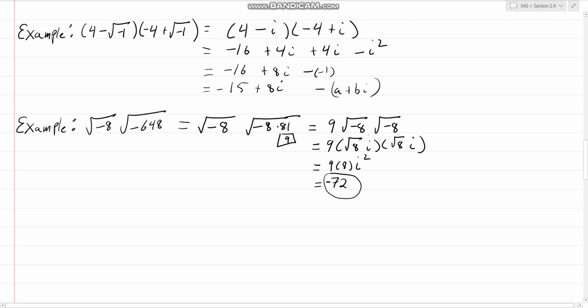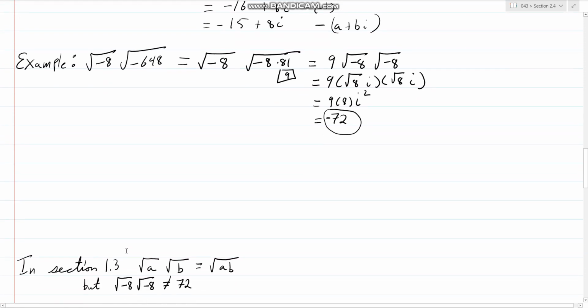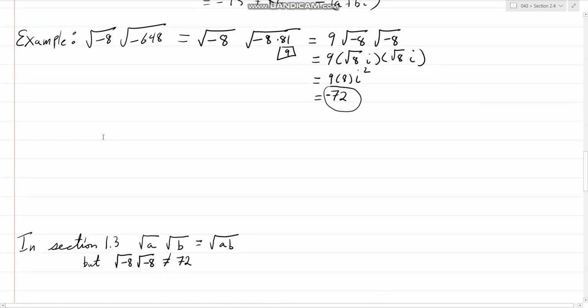You have to be a little careful about pulling out the i for the negative sign here, but that should be fine. And I want to call myself out. In section 1.3 in our square root videos, I talked about the product rule. Square root of a times square root of b is equivalent to the square root of ab, but I just showed you that the square root of -8 times the square root of -8 is not positive 72, but it's actually -72. So does that mean that the product rule is wrong? Does that mean that I'm lying now? Did I lie then or did I lie now?